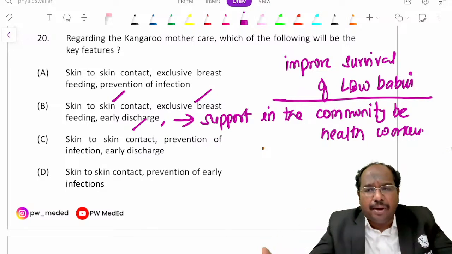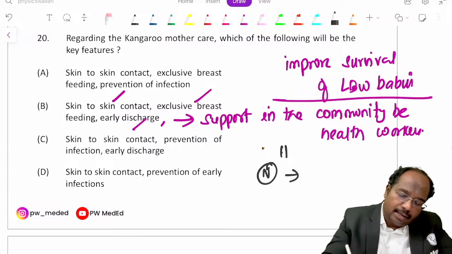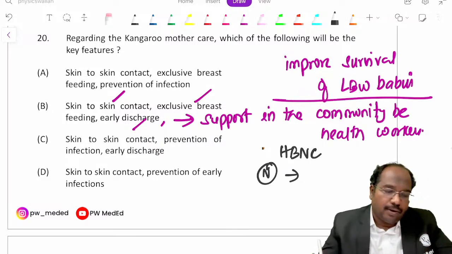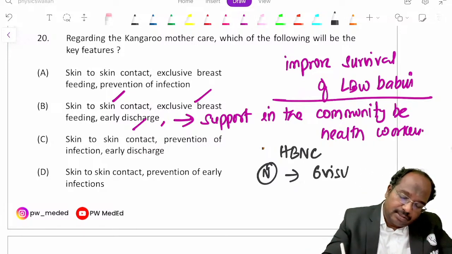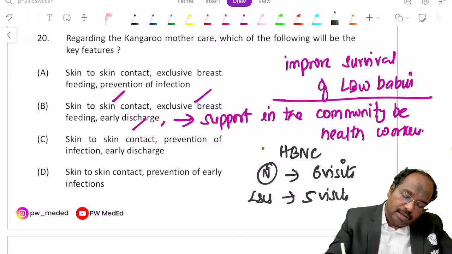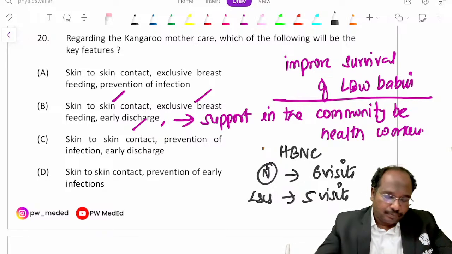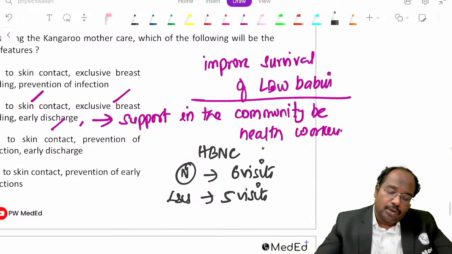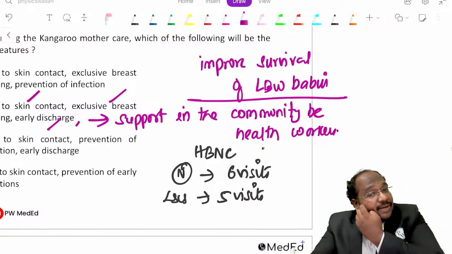Nowadays home based newborn care we give. ASHA goes. What is the number of visits for ASHA in home based newborn care? For a normal delivery, ASHA has to go for 6 visits. For LSCS, 5 visits. Home delivery, 7 visits. So in home based newborn care, this many visits they have to make.